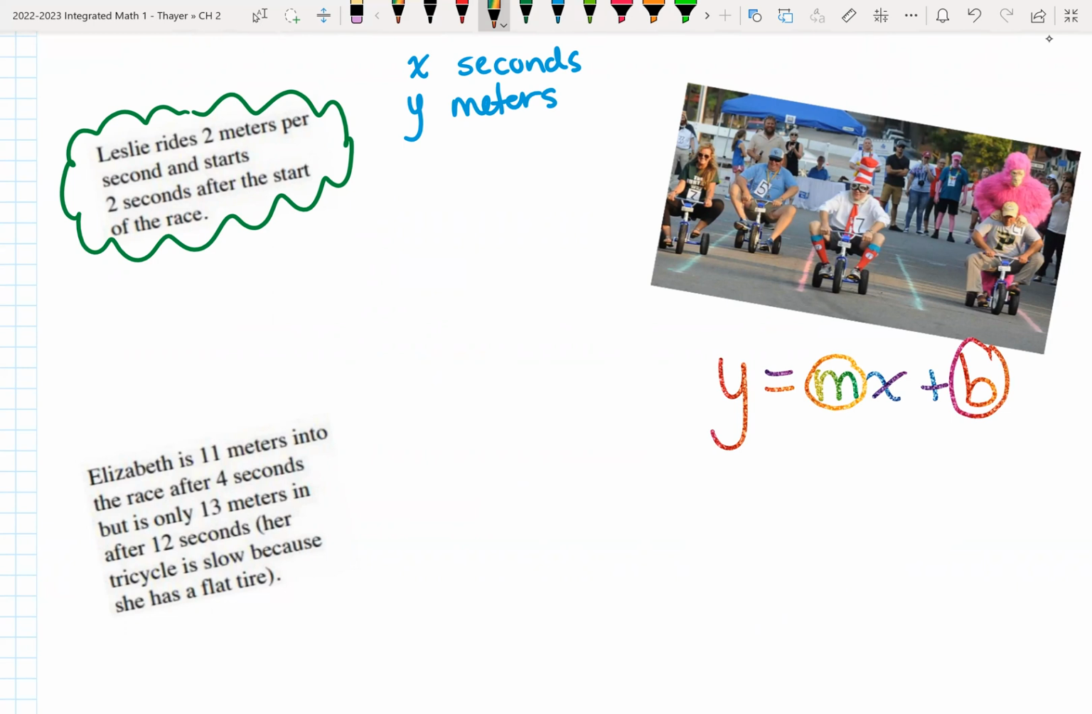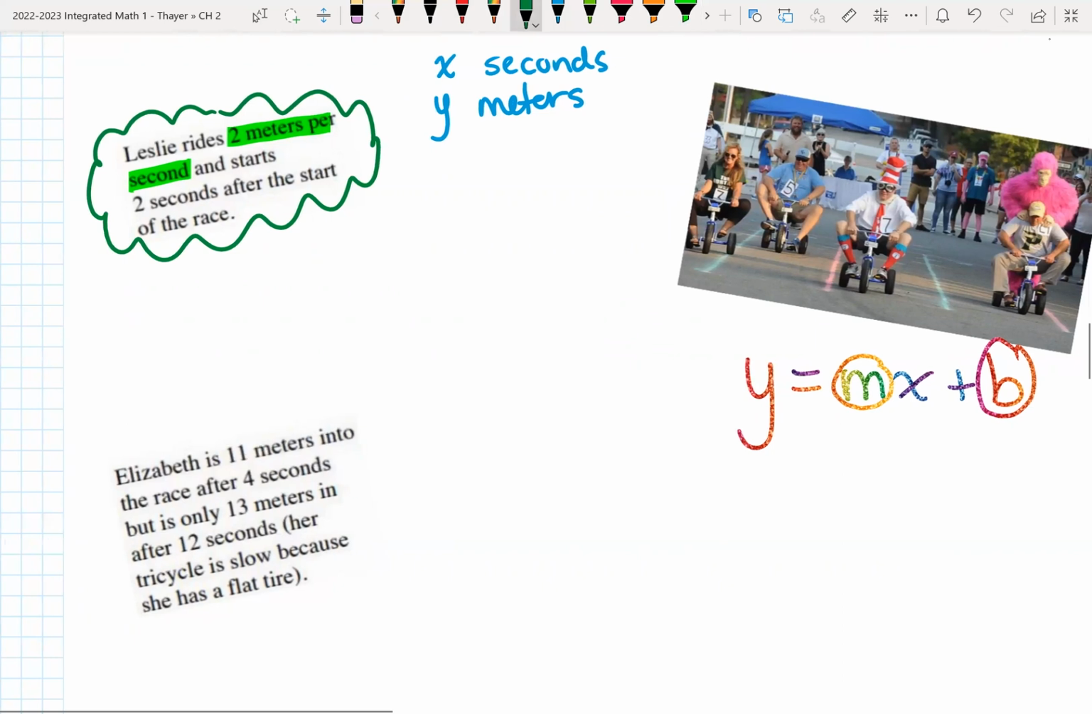So starting with Leslie. Leslie rides 2 meters per second. Stop right there. That's a rate. That is Leslie's slope. So they give us the slope right off of the bat, 2 meters per 1 second, a unit rate. We also have one more clue. She starts 2 seconds after the start of the race. So let's think about that for a second. 2 seconds into the race, so when X is 2, she's gone nowhere because she hasn't started yet. So she's at 0 meters.